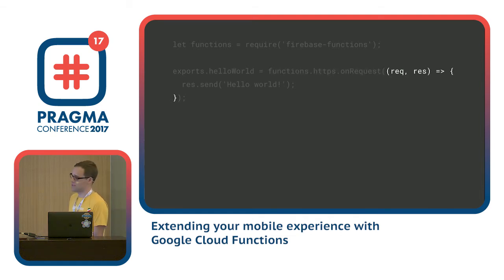You even get access to the raw request and response objects, which lets you build freeform backends easily. Our Hello World app is, however, very simple, so we'll just send the same message back every single time.